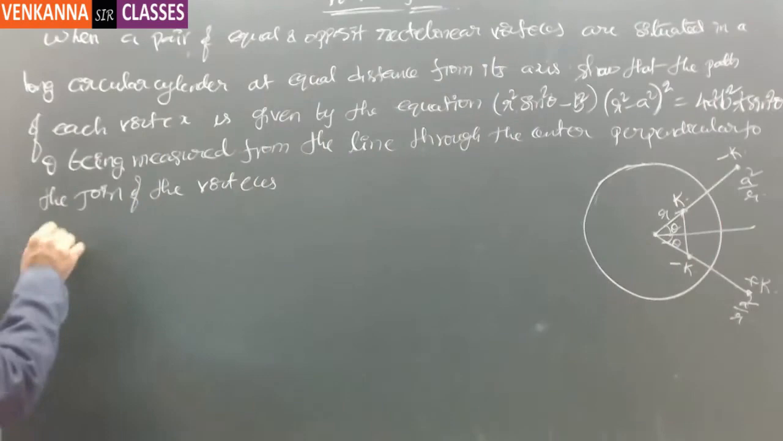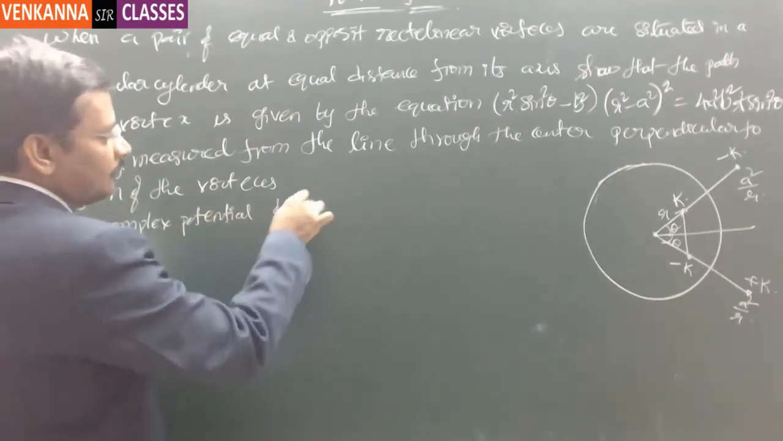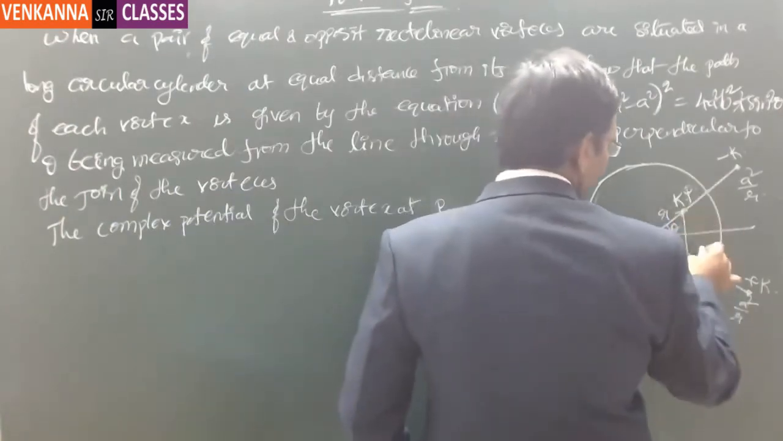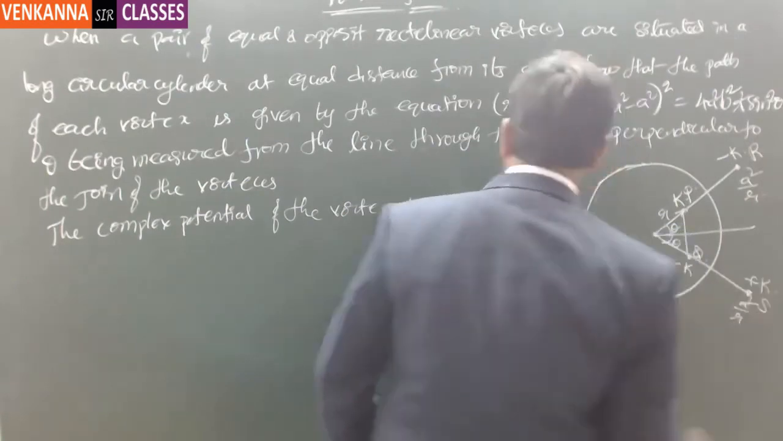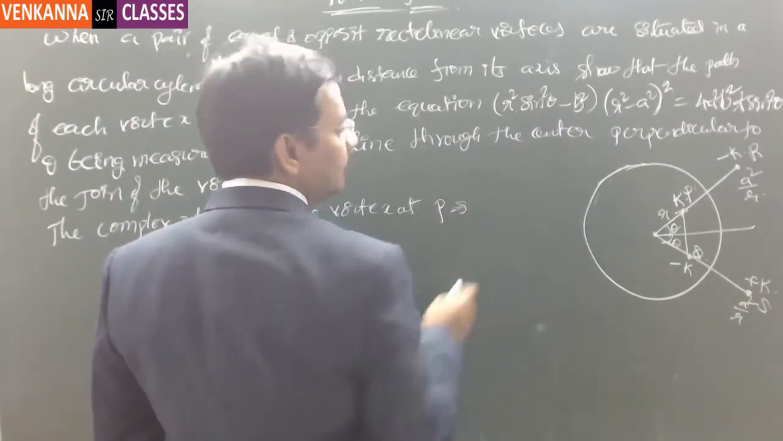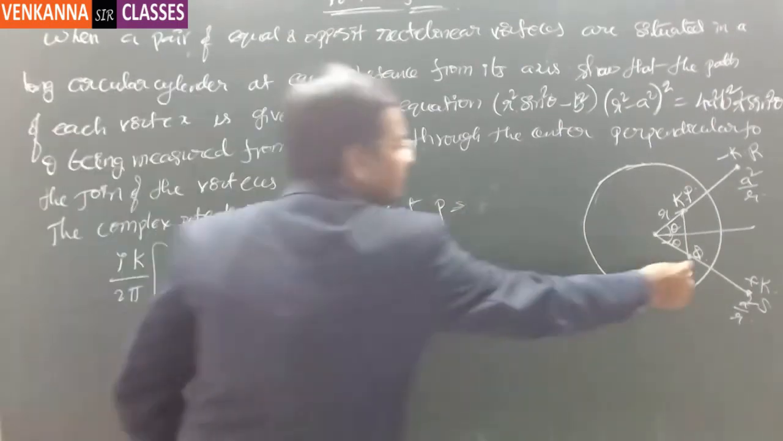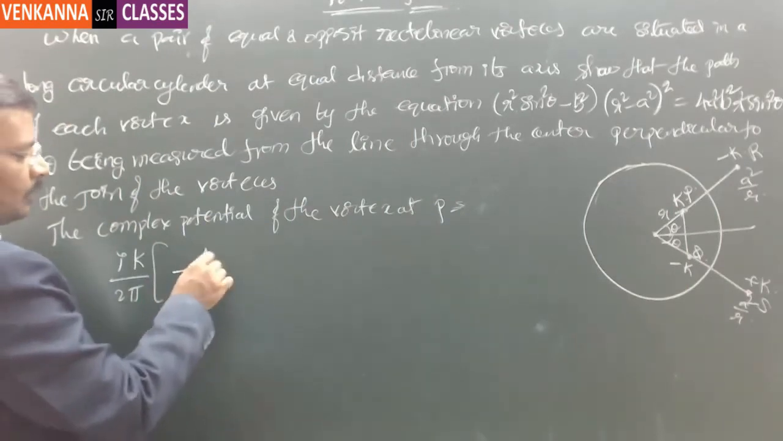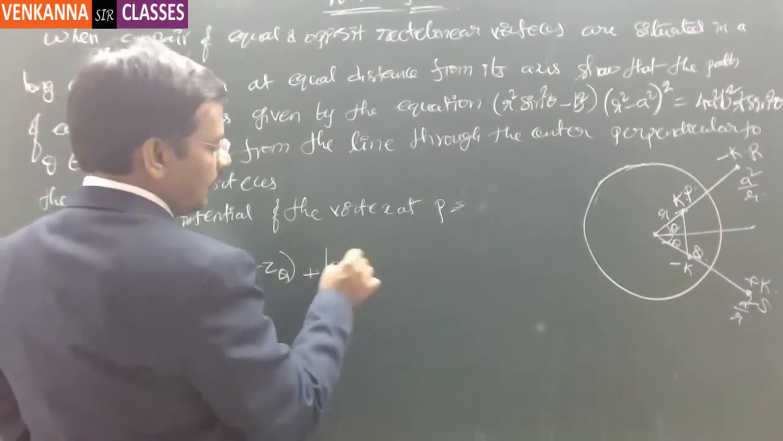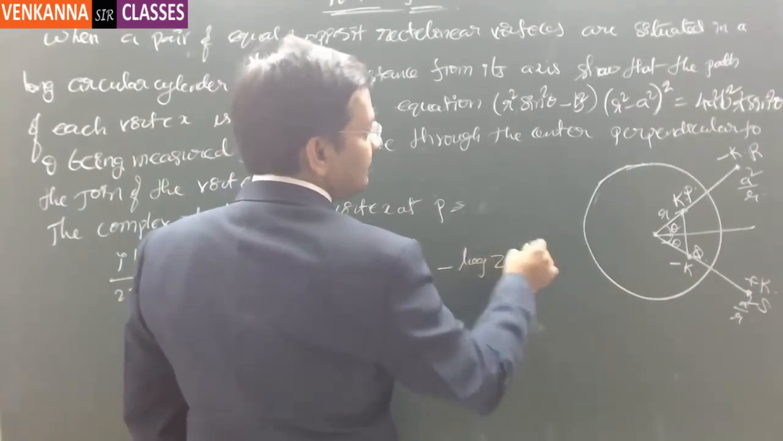So the complex potential of the vortex at P. This I call P, this I call Q, this is R and this is S. So at P, it is i k by 2 pi times of, now because of this it will be minus log (Z minus Z_Q), and then plus log (Z minus Z_S), minus log (Z minus Z_R).